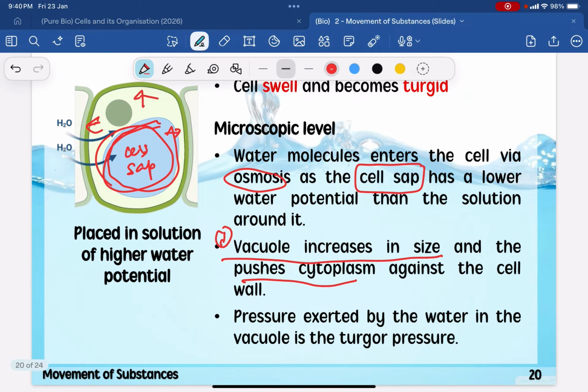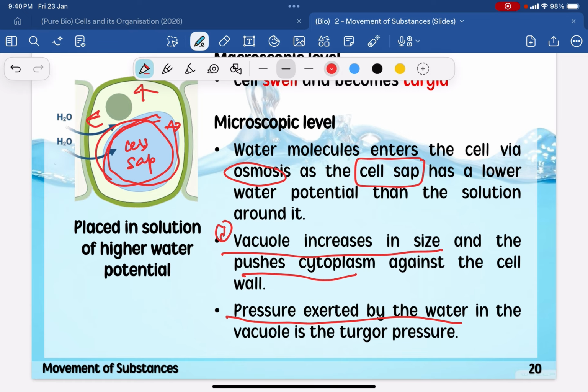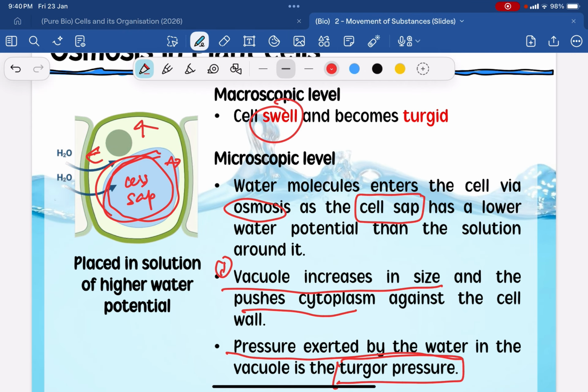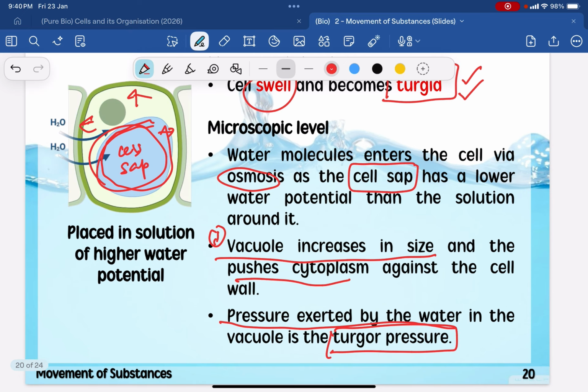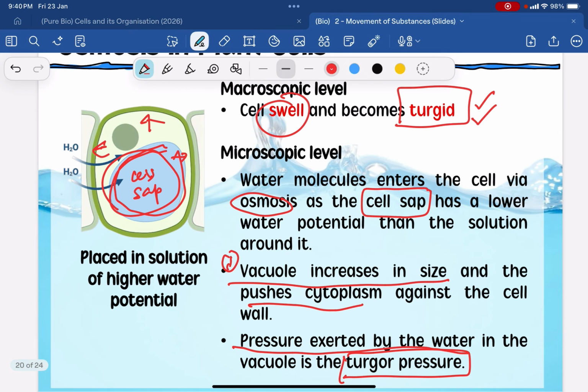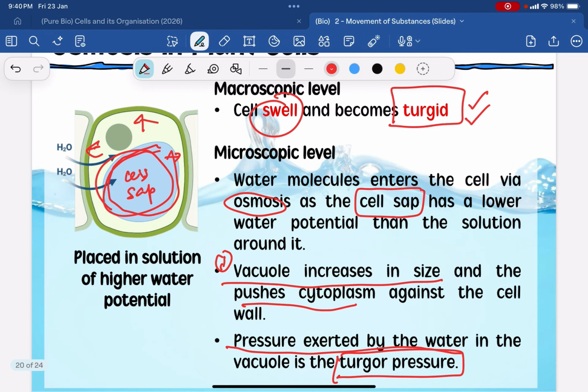What happens is, the pressure exerted by the water molecules will give you this thing called turgor pressure. The cells swell and eventually become turgid. Turgid is very important for the plants because it helps keep the leaves stretched out to receive sunlight, and keeps the plants upright. We will not dwell so much on this, only when we cover the plant topic, then I will let you know. Just remember, this state of the plant is called turgid.